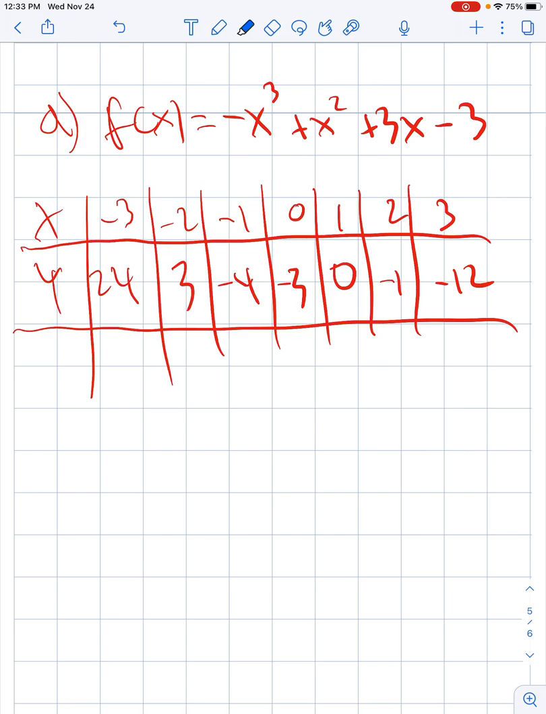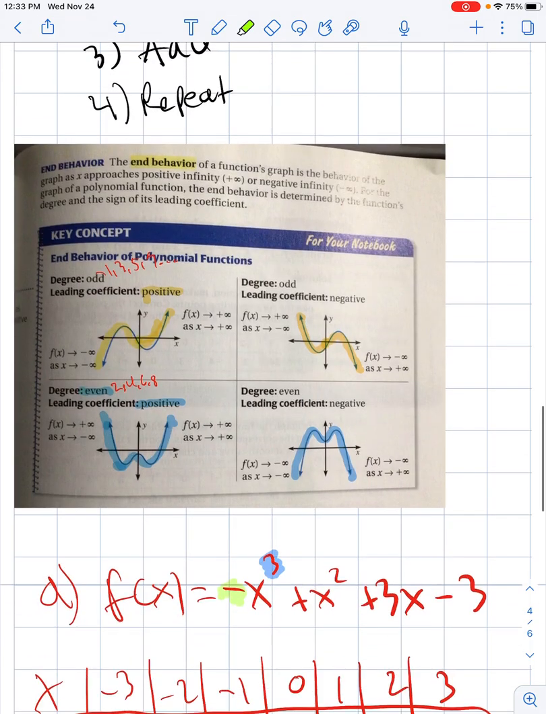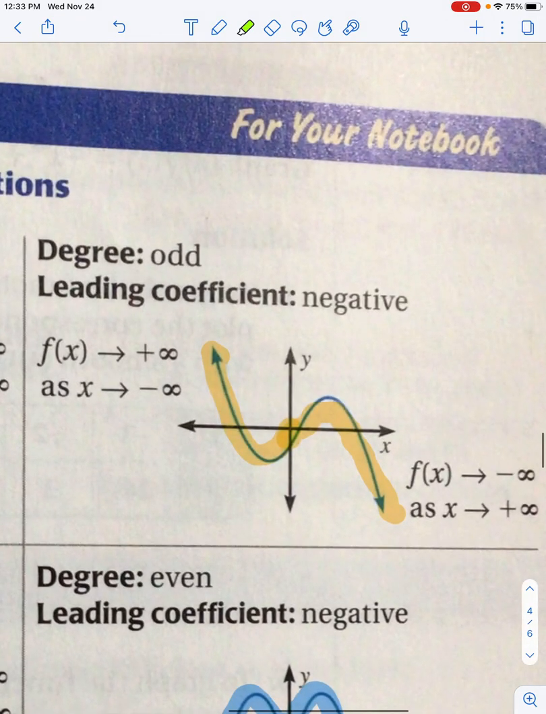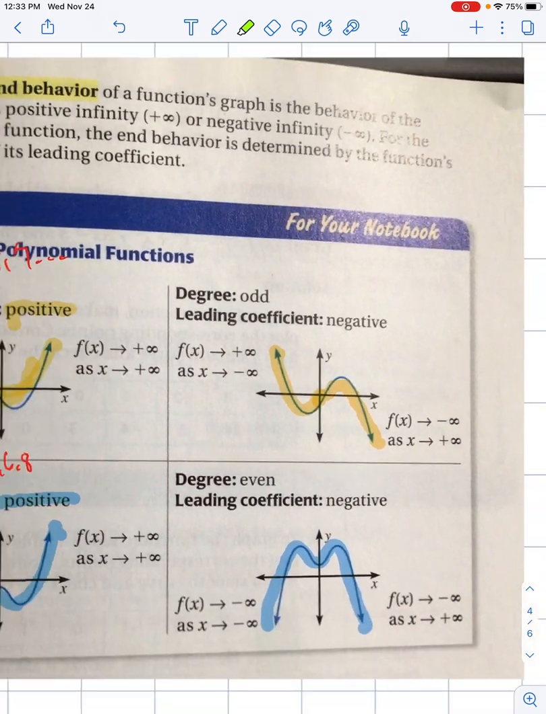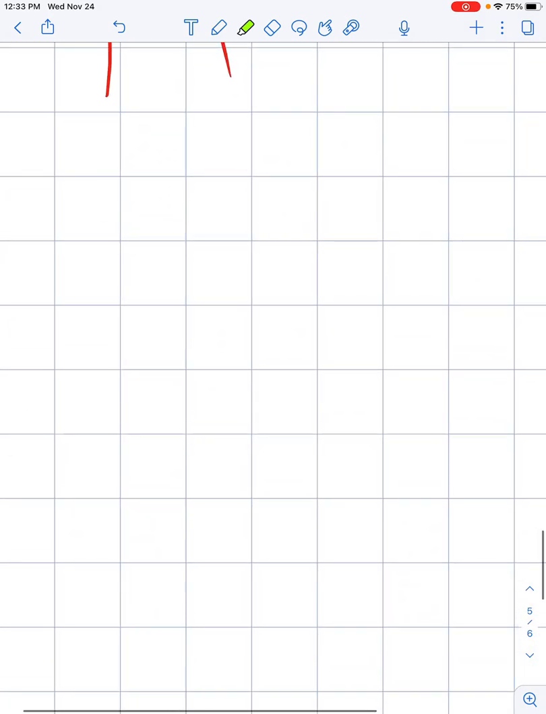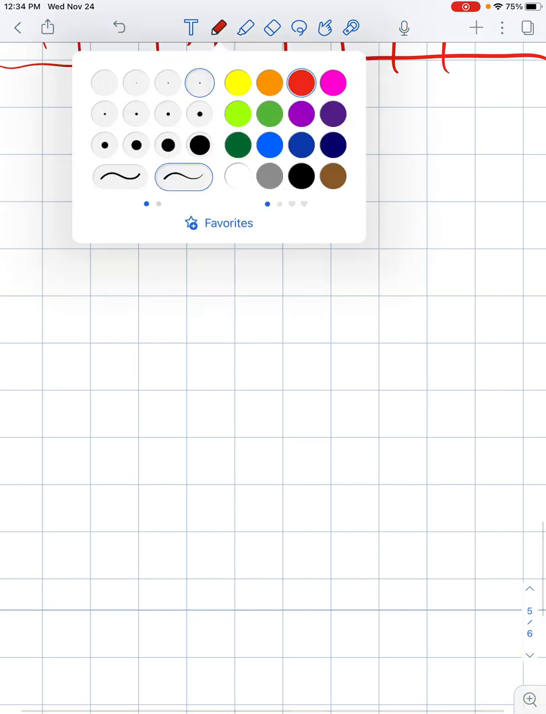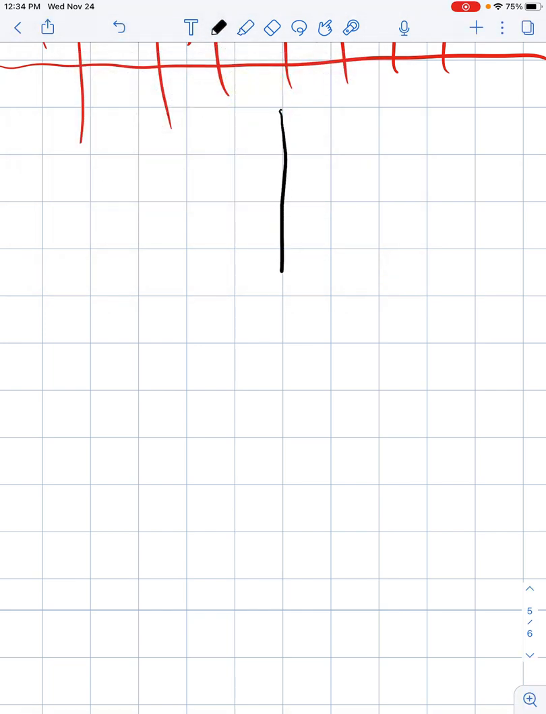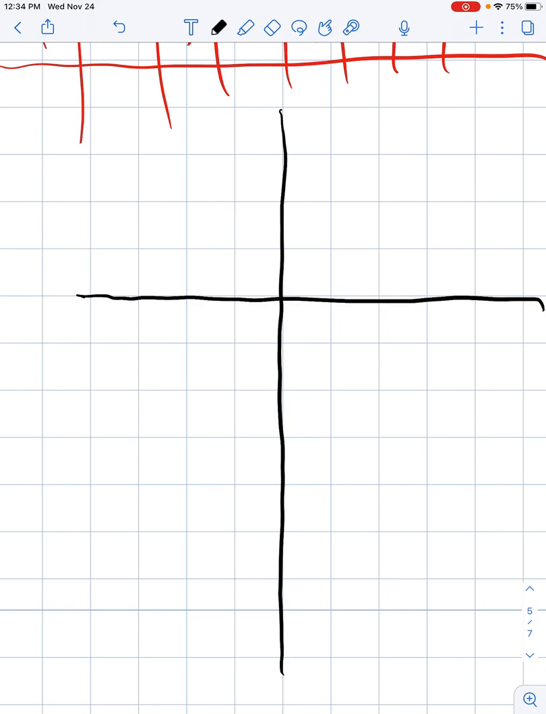So if I'm looking at what we just talked about, my degree is odd, so one end is going to be increasing and one end decreasing, and my leading coefficient is negative. So if it's odd and negative, I can expect my graph to look something like this. I know it's going to be something like that at the end. All right, so let's set up the axes, 1, 2, 3, 4.